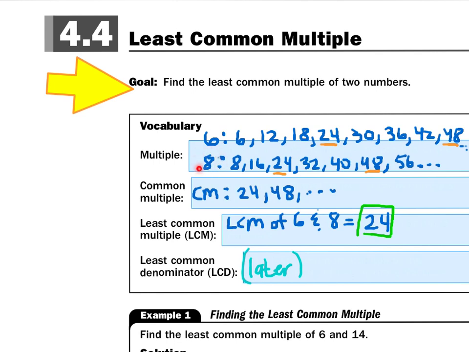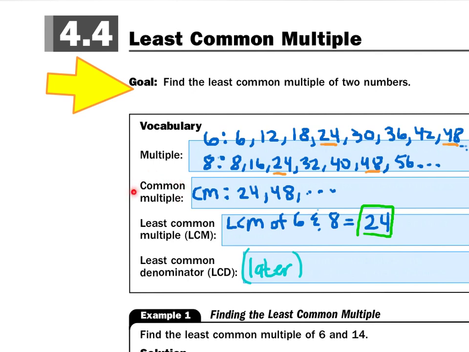Look at the multiples of 8. 8 times 1 is 8, 8 times 2 is 16, 8 times 3 is 24, 8 times 4 is 32, 8 times 5 is 40, 8 times 6 is 48, 8 times 7 is 56, and you could keep going, but that's far enough for now.